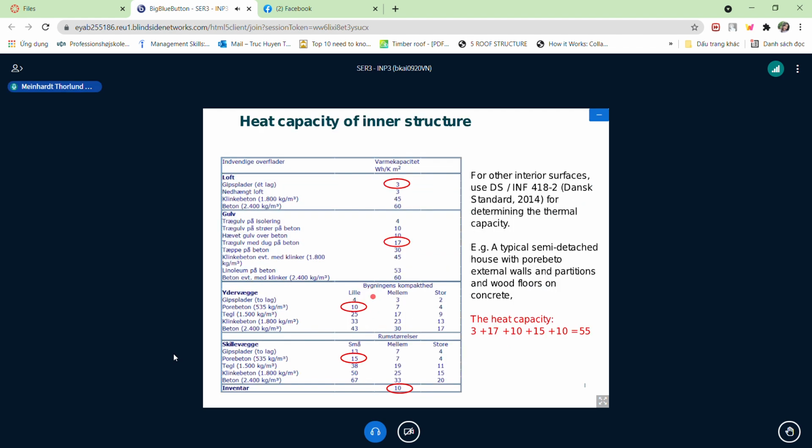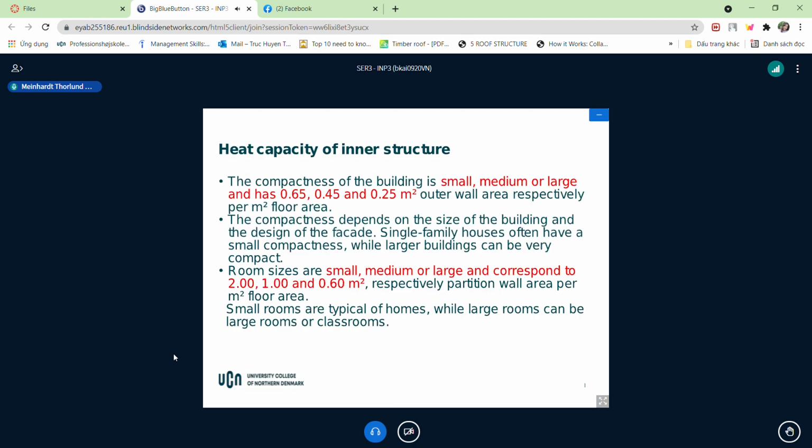Yeah, one thing you also should look into is the building compactness. It's like if the building is compact, or if it's not compact, is it small or somewhere middle or big, and also the room sizes, are they small rooms in between or big rooms. And this is all relative things. So how do we look into that?